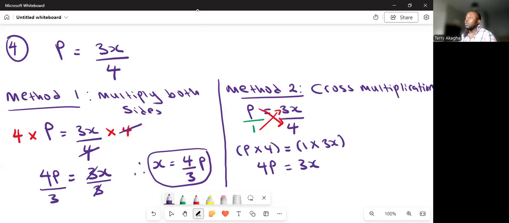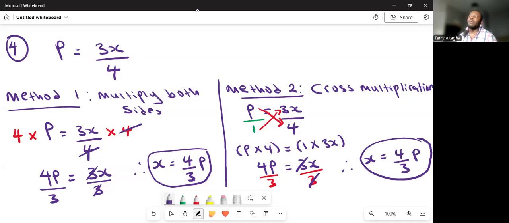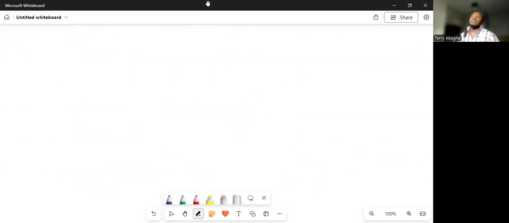Now, to get rid of the 3, okay, we then divide both sides by 3. Then this is now going to cancel out. Then you now have x is equal to 4 over 3P. Same answer like we got earlier. All right, so I'm going to just pick one more, and that will be that for this video.